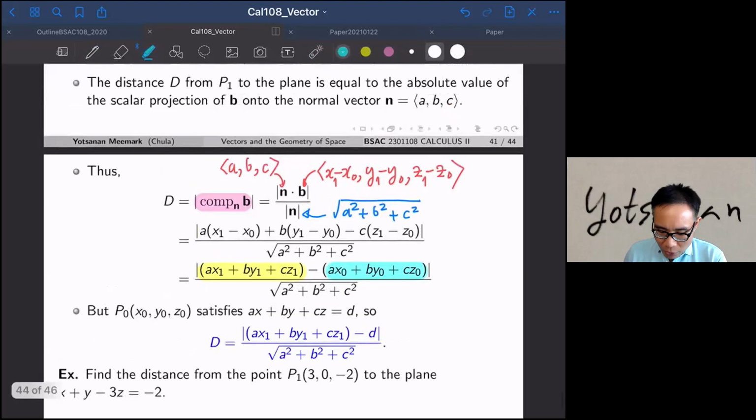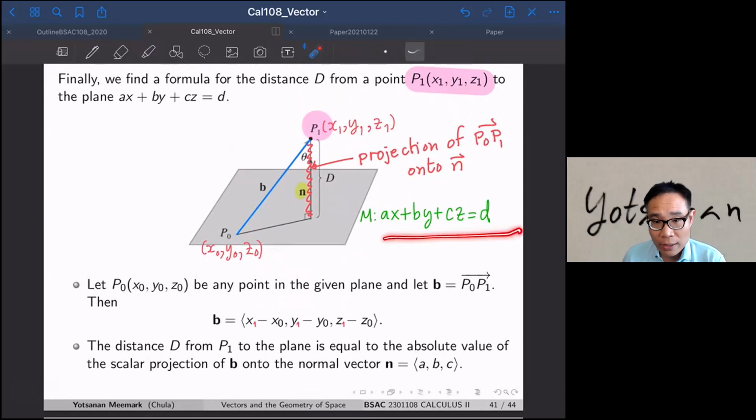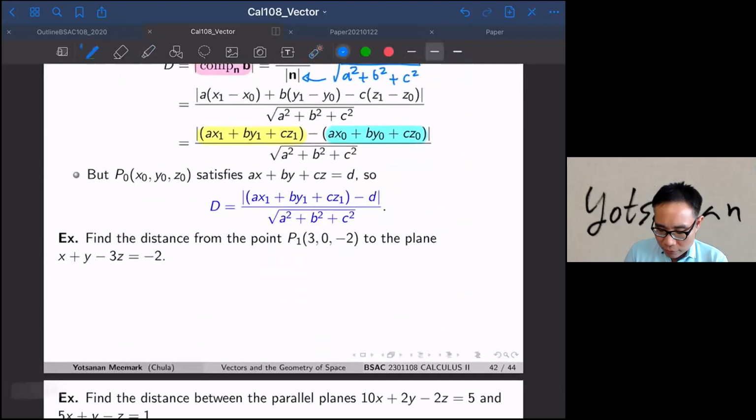However, the point P0 turned out to be on the plane. So it's on the plane, so it must satisfy the equation of the plane. So it's going to be ax0 plus by0 plus cz0 equal to d. So you're just going to have this equal to d. So the blue part is going to be d, and the yellow part you just copy out.